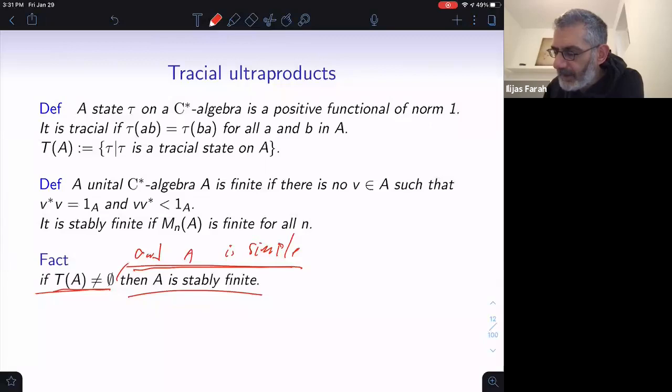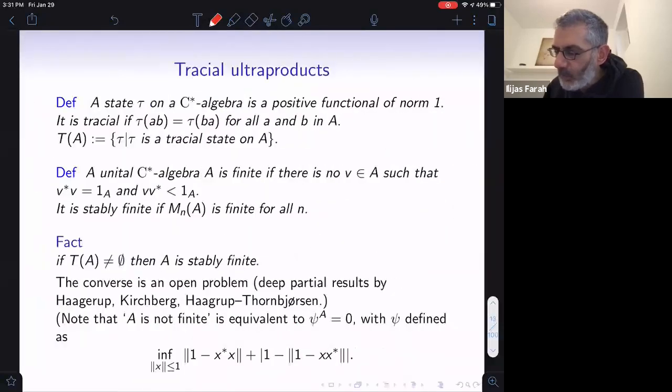So we have this. Now, the question is, do we have a converse? I'll just write here plus simple. So the converse, does stably finite imply tracial, is a well-known open problem. And there are deep partial results by Haagerup, Kirchberg, Haagerup, Thorbjørnsen.